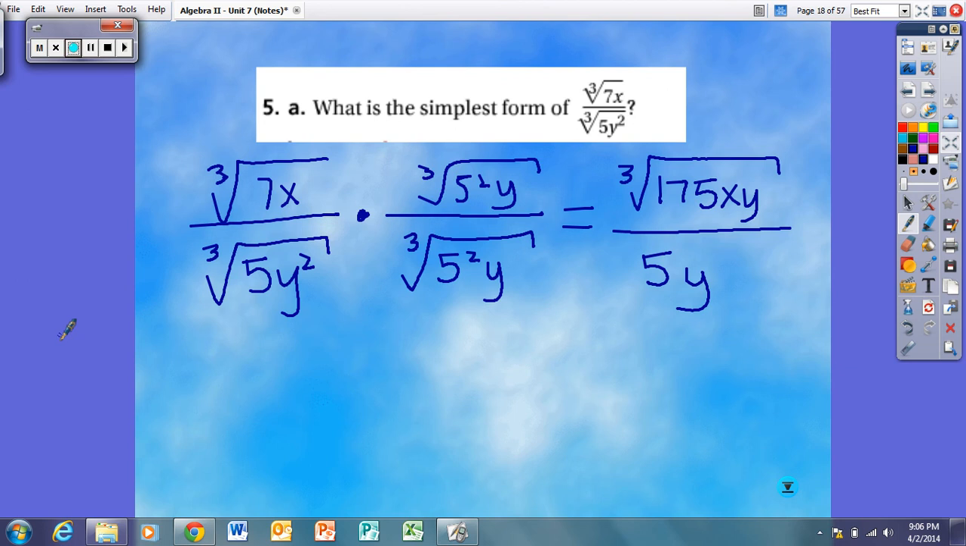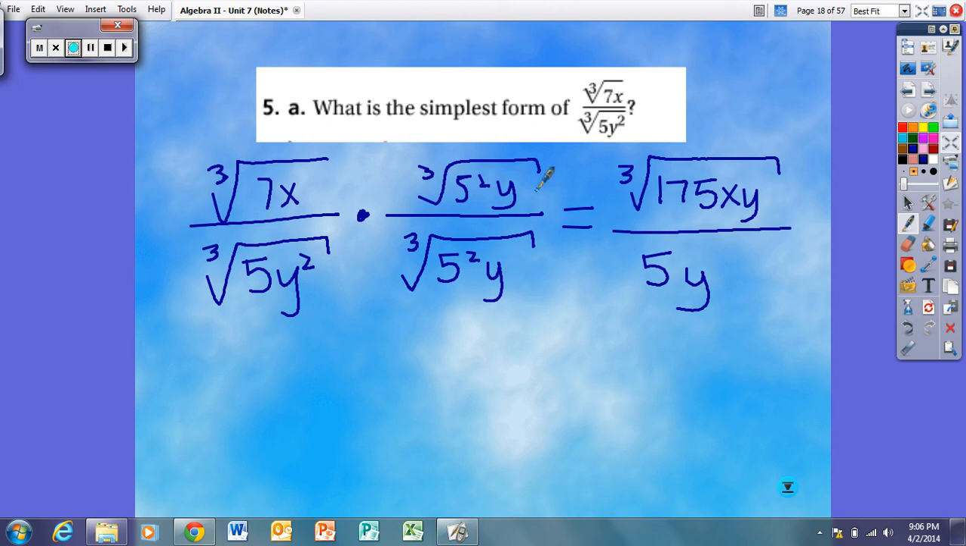Alright, and here's the answer to number 5, and I want to just really quickly explain it. So this one I rewrote the problem. I want to rationalize the denominator, so I need to figure out how many more 5s do I need to be able to take one out. I have 1, so that means I need 2 more, so I have 5 squared. I need 3 y's to be able to take 1 out. I have 2, so I need 1 more.